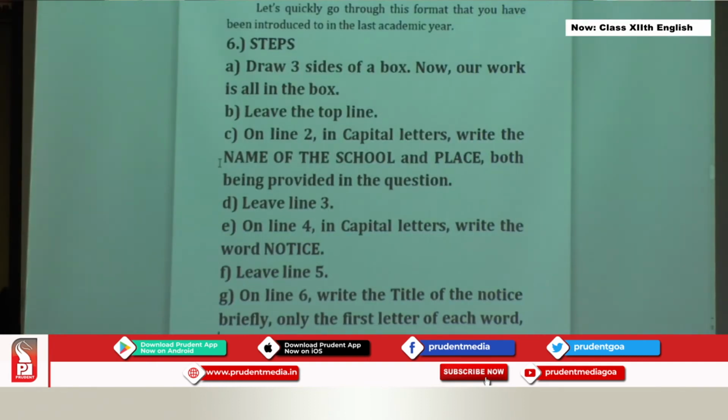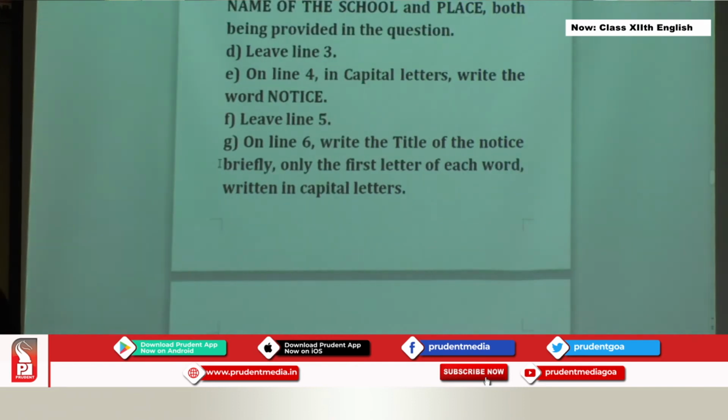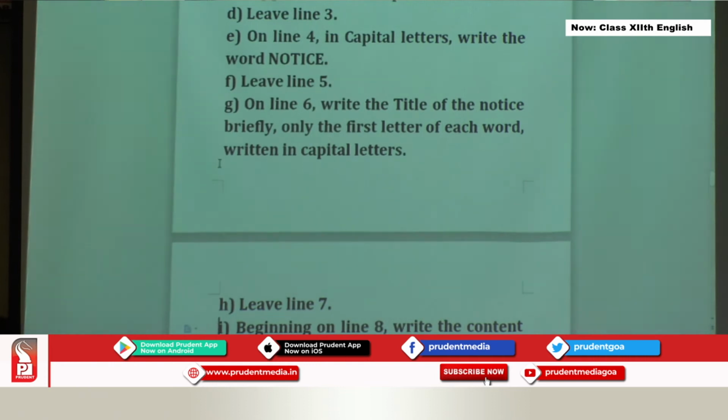On line 2, in capital letters, write the name of the school and the place, both being provided in the question. Then you leave line 3. You have to leave lines in between each of the items. On line 4, in capital letters again, you must write the word notice. Center it in the box and write the word notice. Then you leave the next line.